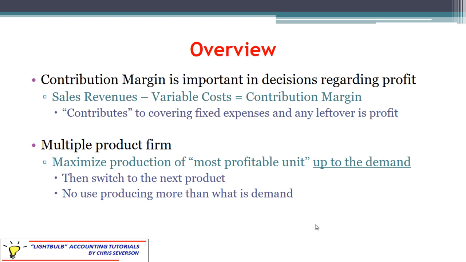So in many cases when we talk about CVP analysis, we talk about one product, but in reality most companies have more than one product. So we're really assuming here we have a multiple product firm. The goal is to maximize the production of the most profitable unit. Now notice I have that in quotes because we're going to define most profitable unit a couple of different ways. But the key thing is we only want to maximize up to the demand. It doesn't make any sense to produce significantly more units than we have a demand for.